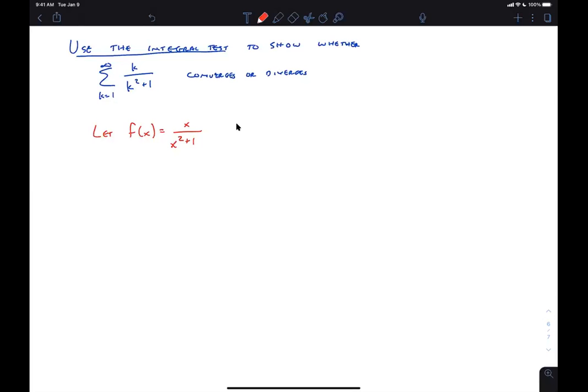Okay. So anyway, you let f of x equal this. For the integral test to work, we need to say that, obviously, f of n or f of k equals a sub k for all k. That's clear because the formulas are the same.